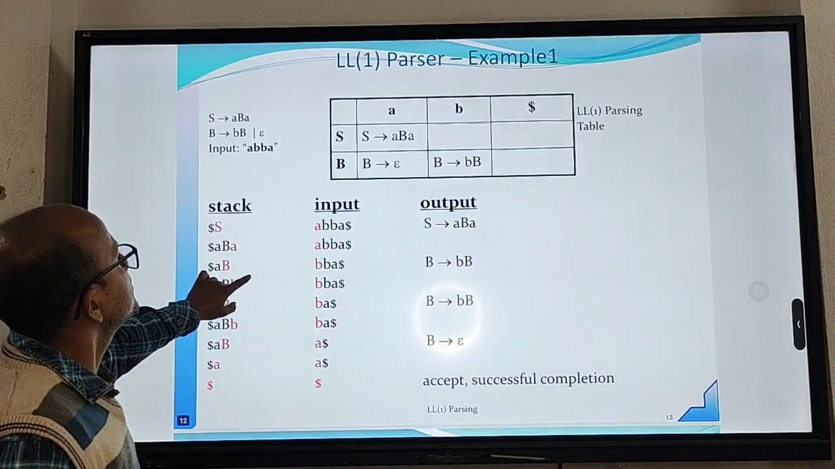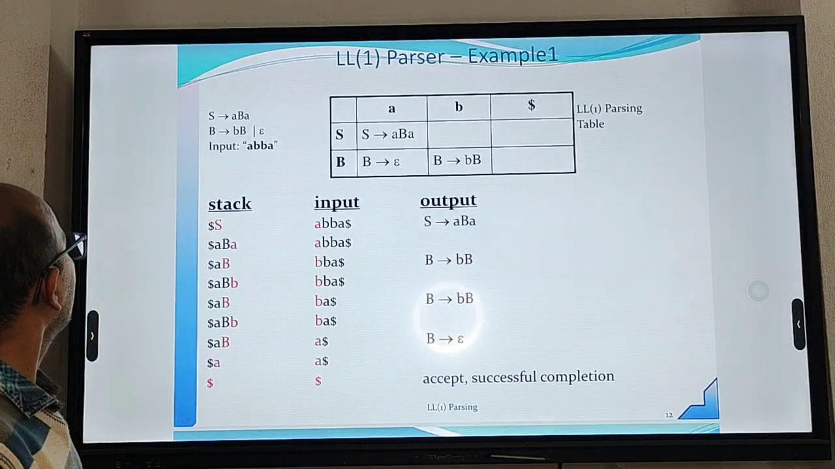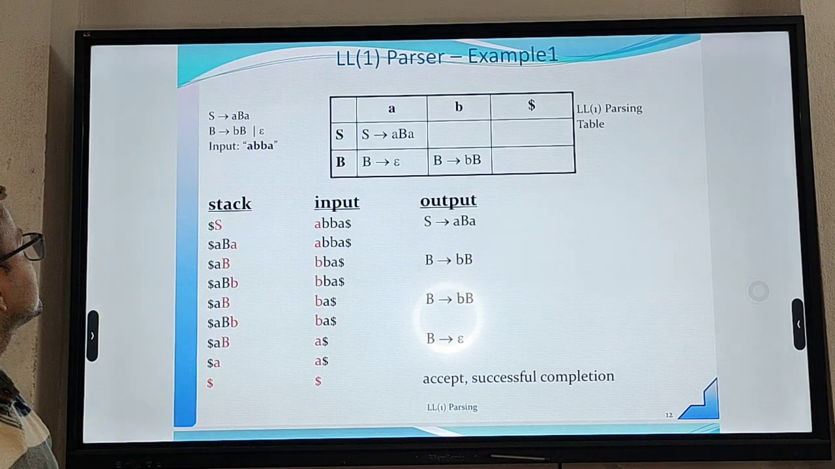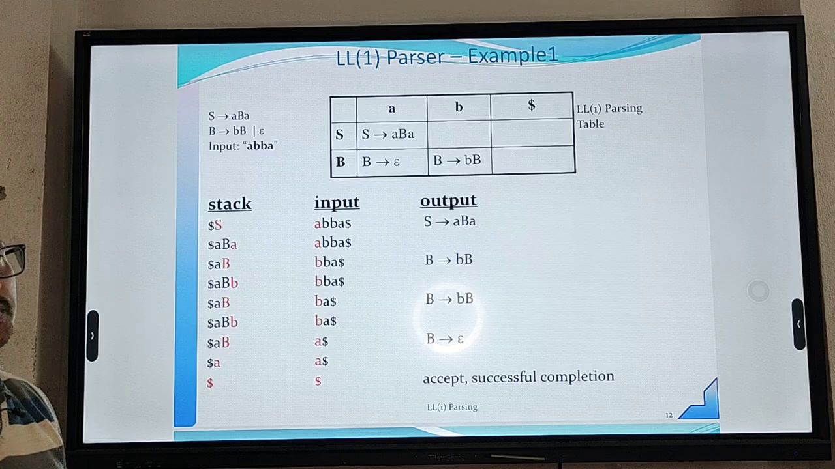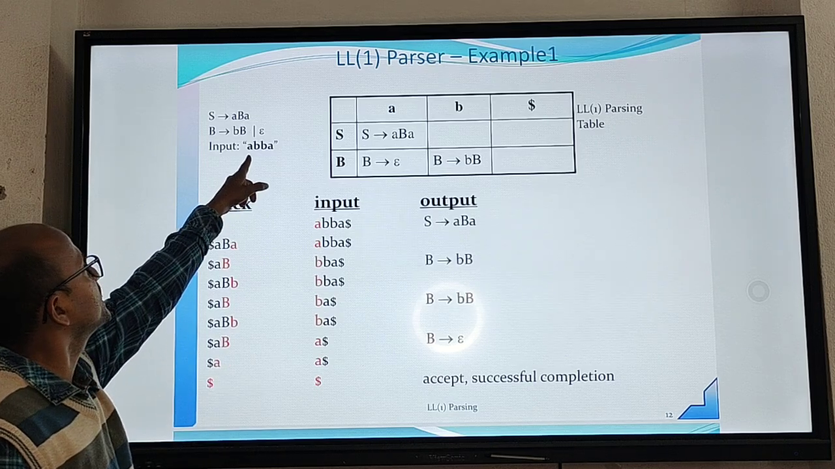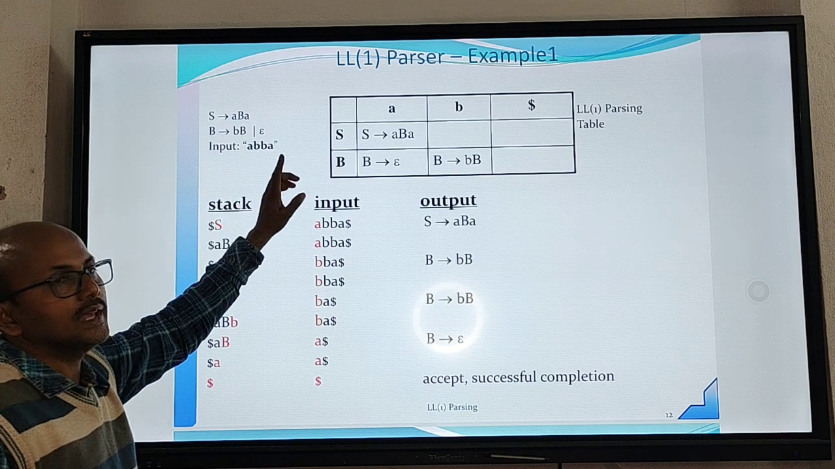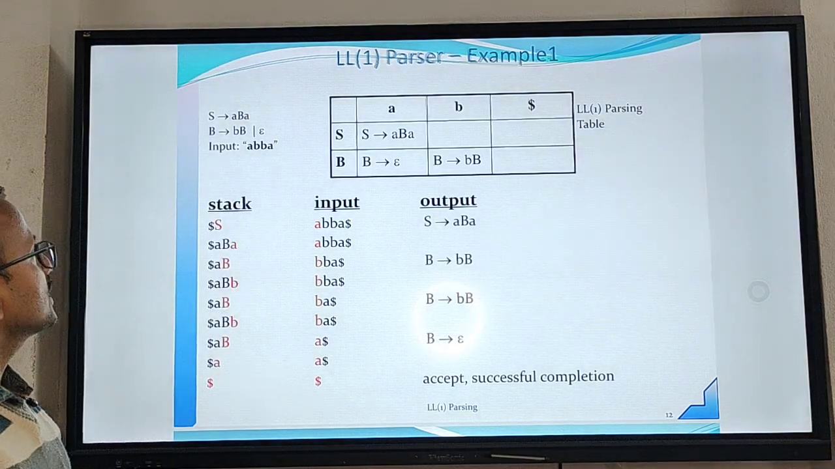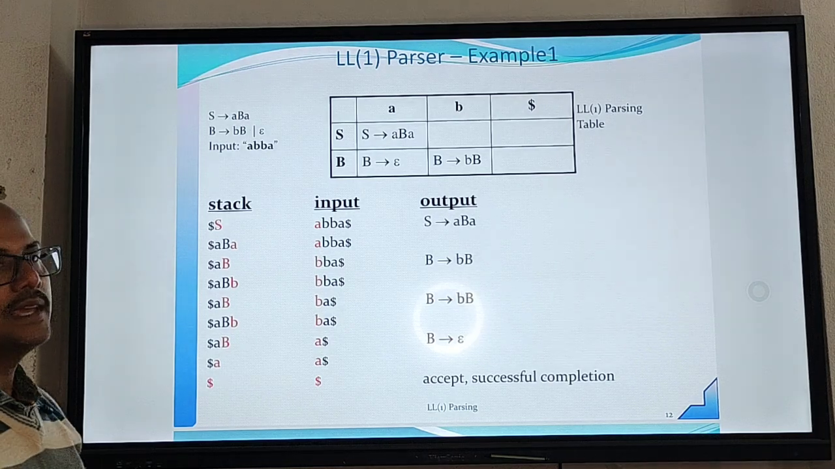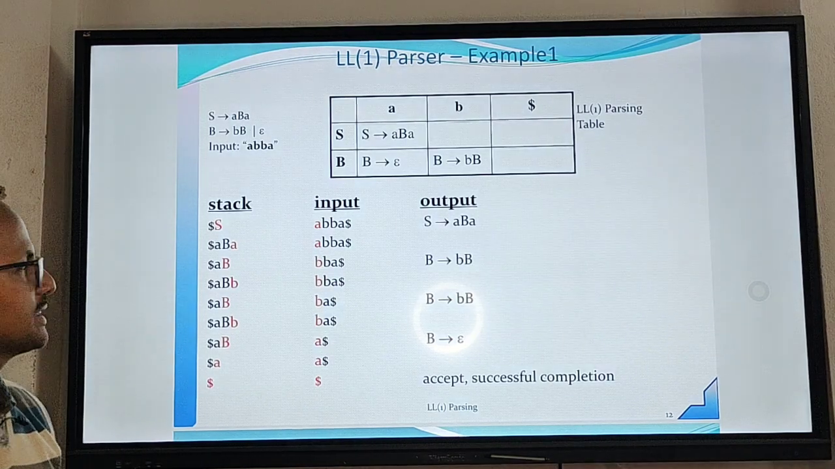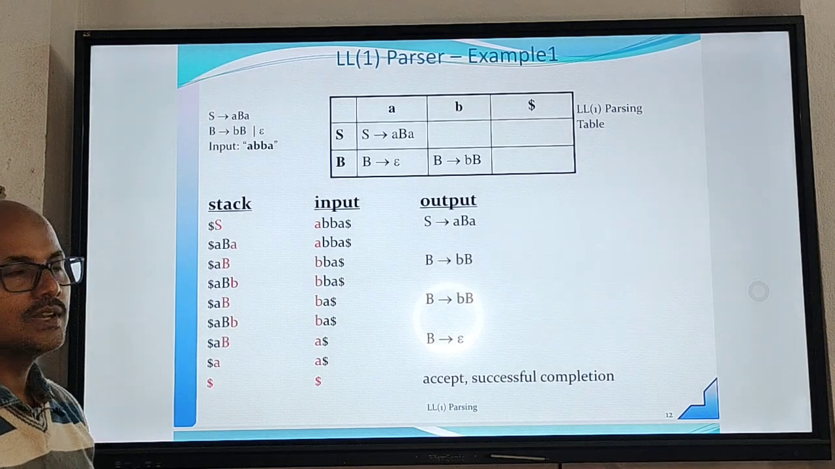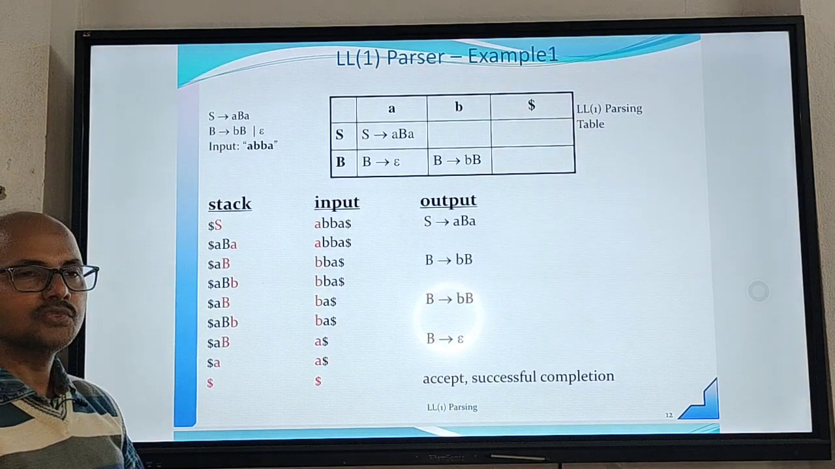Let us explain this technique using an example. You are given the grammar here: S produces A, B produces BB and epsilon. The input symbol is A, and we want to check whether it is valid or not. The work of the LL1 parser is to decide whether A is correctly accepted or rejected. If it follows the syntax and the production rules, then we accept it, otherwise we reject it.